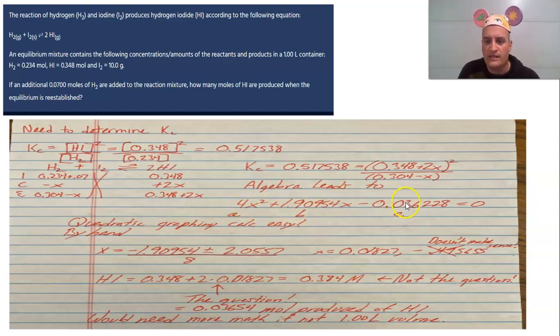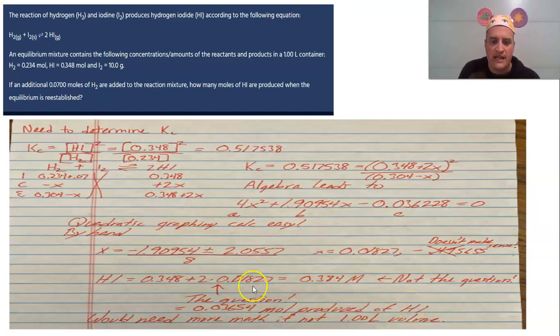So we have our a, b, and c. I plug that into our quadratic like we had on the previous. And we get x is equal to a positive value or a negative value. Well, negative doesn't make any sense. So I can easily eliminate that. Now, this is my x. The question states how many moles are produced when this is reestablished. So this is what I'm trying to look for. I'm looking for essentially how many moles change in that. This is not the question. This is the question. 0.0364 moles are produced of hydrogen iodide.